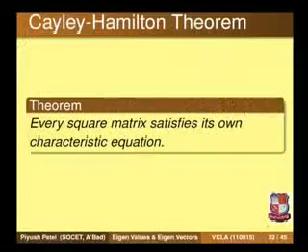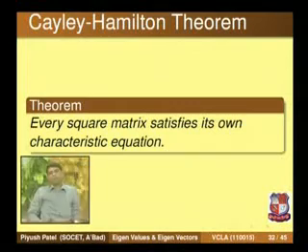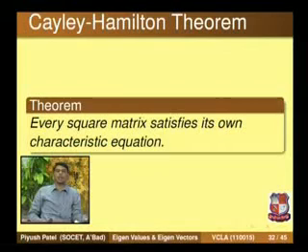So the Cayley-Hamiltonian theorem states that every square matrix satisfies its own characteristic equation. Let us try to understand what it says. Every square matrix satisfies its own characteristic equation. So for a given matrix A, what is the characteristic equation? It is a polynomial of degree n. So when you substitute, that is, if you consider the corresponding matrix equation for A, then also it is satisfied.